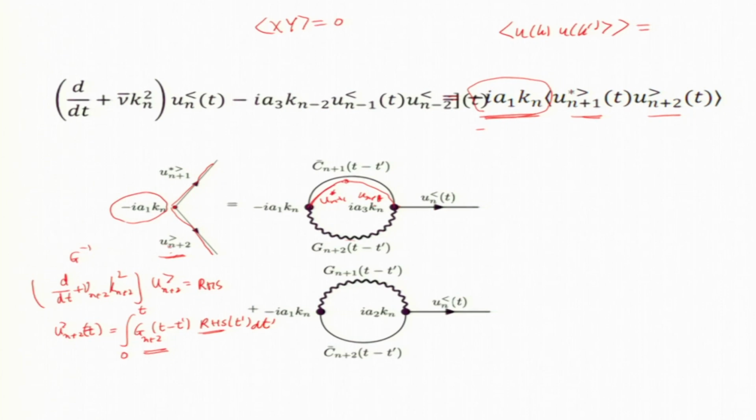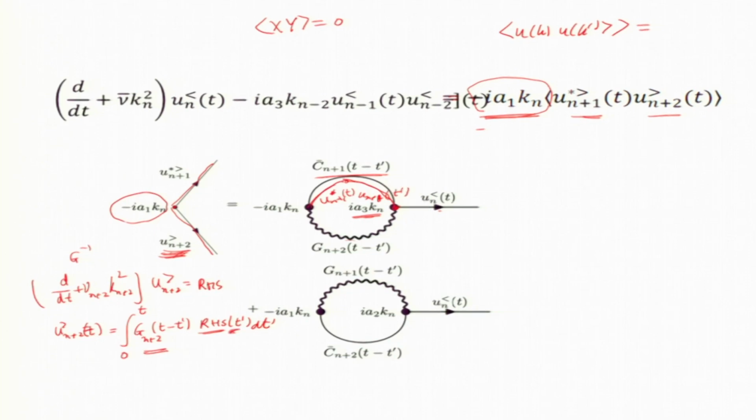Okay. Now you can see that for u n plus 2, one term is u n plus 1. So what should be the other term? RHS has three terms. The one which will be non-zero will be u n plus 1 and u n, and the vortex is i 3 k n. Okay. So this is the vortex here, i 3 k n, one term u n plus 1, and it goes with the complex conjugate. So that will give me a correlation function, C n plus 1. So this is a time t and this is a time t prime.